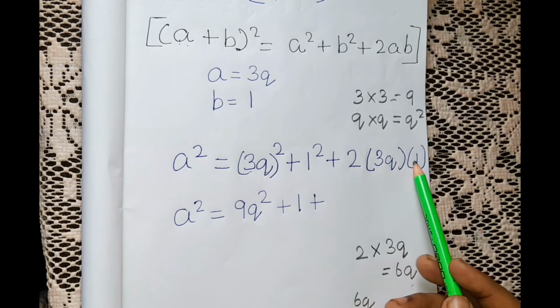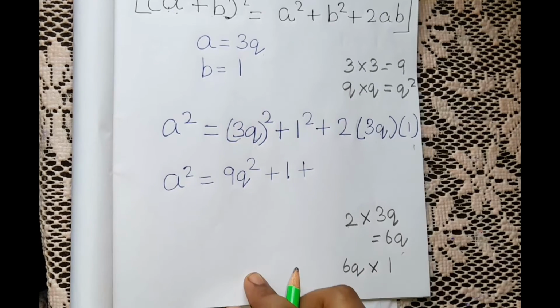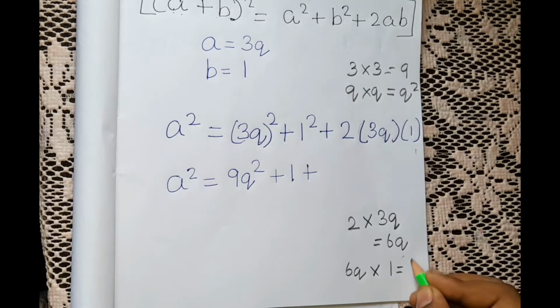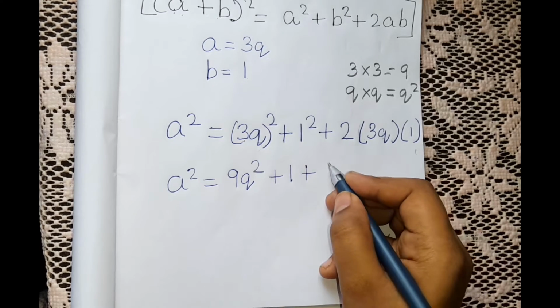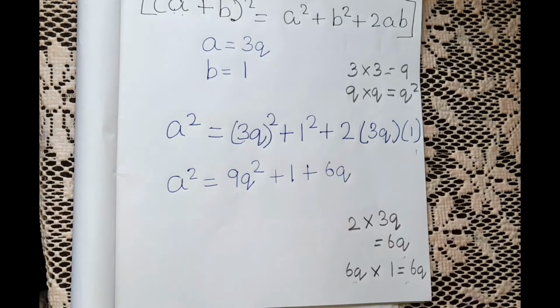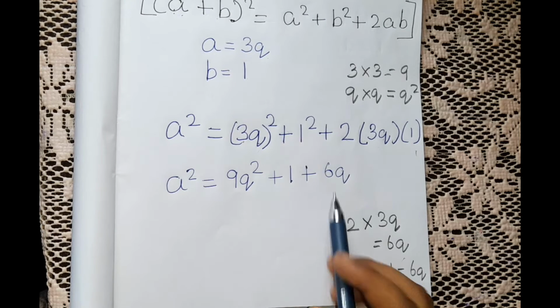Then 6q into 1. What is the answer? 6q into 1 is 6q. 1 6 is of course 6, so we write 6 as it is, and q we write like that because we have only 1 q. So the answer is 6q. Okay, so 9q square plus 1 plus 6q.